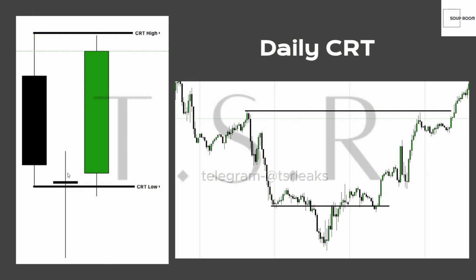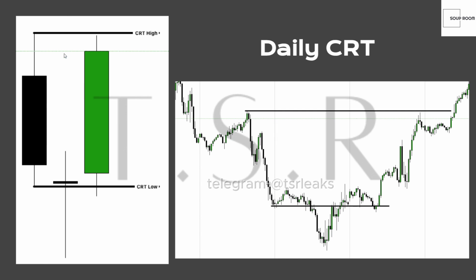Here, for example, we have a daily CRT on the left. This is the daily time frame, candle number 1, candle number 2, and candle number 3. Candle number 1 forms the range high and low. Candle number 2 turtle soups the range low with a close back into the range, and candle number 3 expands to the opposing end of the range, meaning to the high of candle number 1.